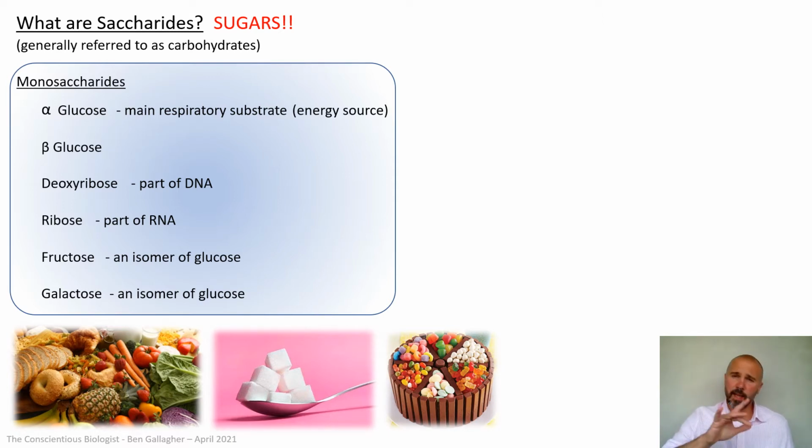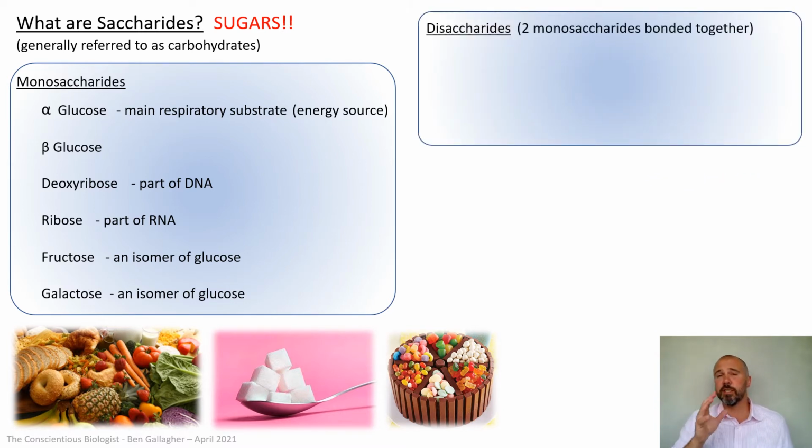Now, after monosaccharides, you have disaccharides. Now, disaccharides, as you imagine, are just two sugar molecules bonded together. So two of those monosaccharides stuck together will give you a disaccharide. There's only three that you need to know. You don't need to know what they do. You just need to know them by name and what they're made of. The first one of which is maltose, then sucrose, then lactose. Okay, maltose is when you get two alpha glucose molecules joined together.